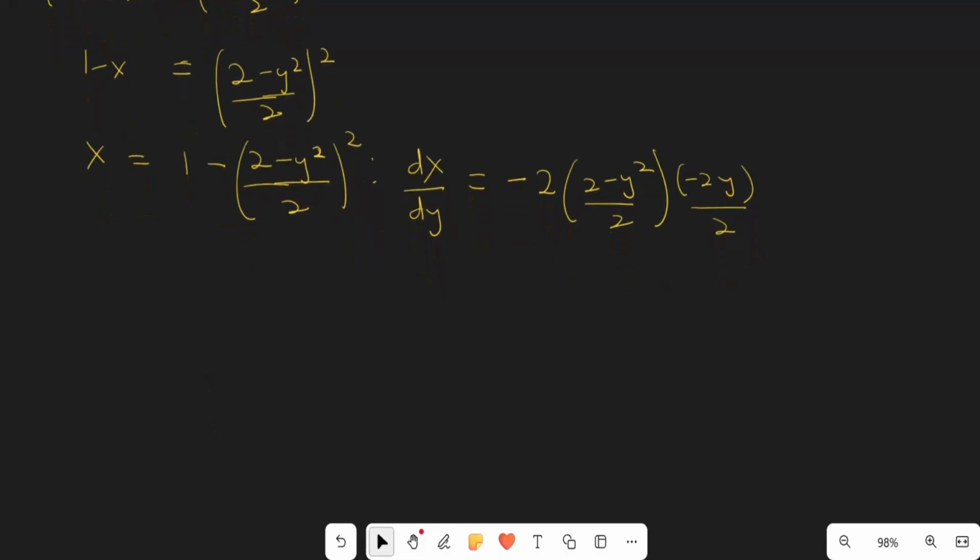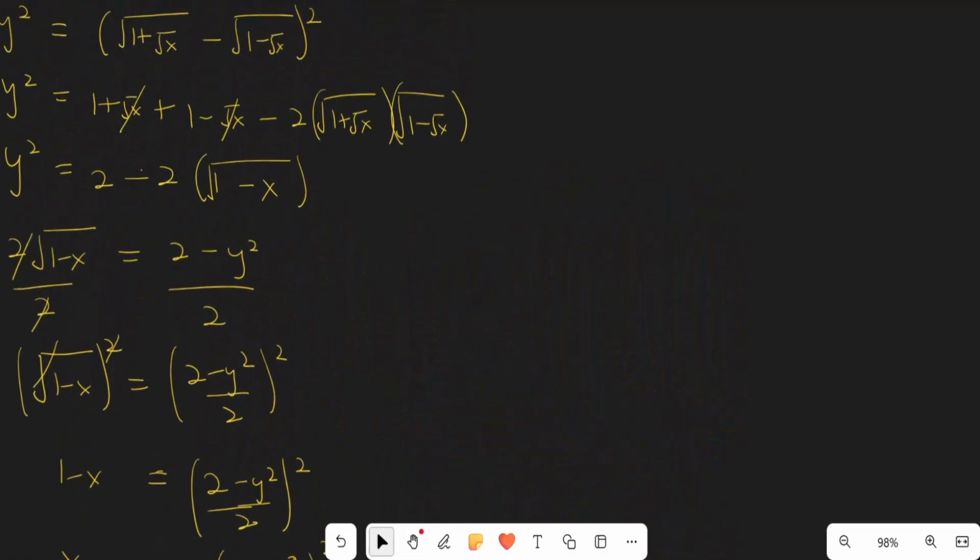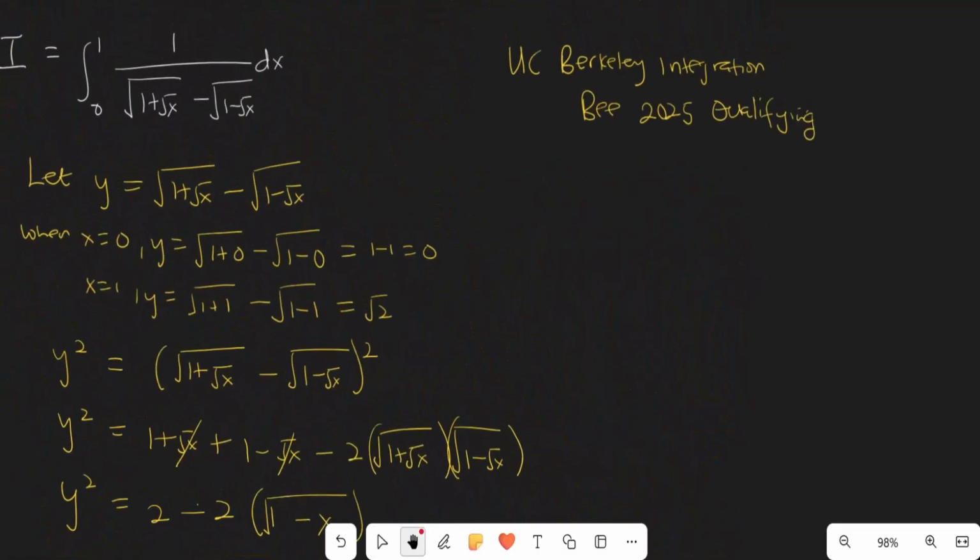That is how we can differentiate that. That's the chain rule. So dx is going to be, this will cancel that, and this will cancel this. And then we have negative, negative, that becomes positive, right? So in the end, we just have 2 minus y squared multiplied by y dy. So this one is an expression for dx in terms of y that we can plug into our integral.